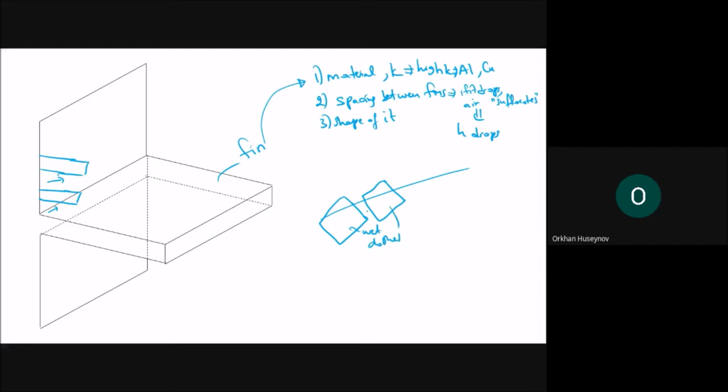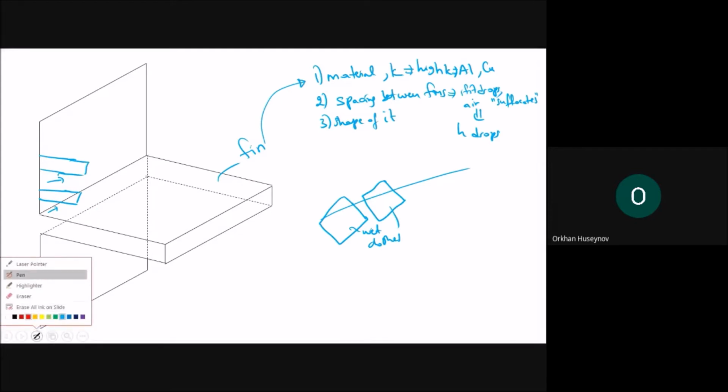So if you put the spacing between the clothes very small, the drying of the clothes will take lots of time. If you leave enough spacing between the clothes, they will dry easily. So the second one is the spacing, and the third one is the shape of it, and we will see in the next slide what the shapes of the fins are.